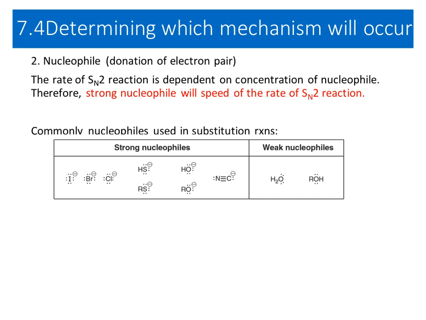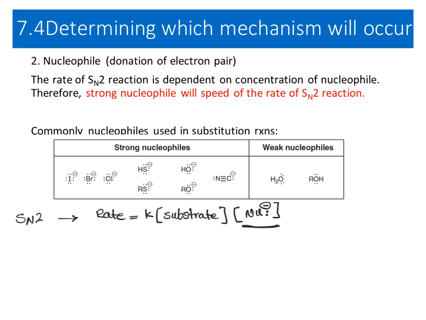Another factor that we can talk about is nucleophile. So nucleophile is the species that donates the lone pair of electrons in SN1 and SN2 reaction. Now if you remember the rate law for SN2 reaction, the rate is dependent on the concentration of substrate and the nucleophile. So it is dependent on its concentration and its strength. Therefore, a strong nucleophile will speed up the rate of SN2 reaction. And the stronger the nucleophile, the faster the SN2 reaction will be.